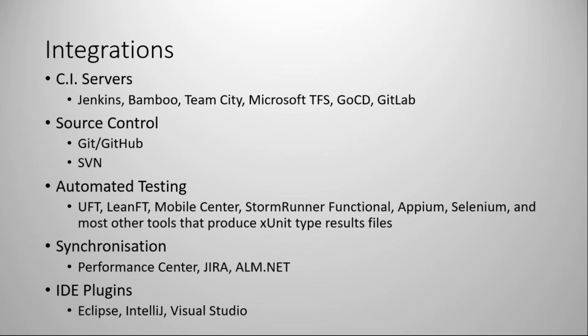Most other automated tools that produce an XUnit-type results file, so JUnit, NUnit, TestNG files, those results can then get populated back to Octane. With the CI, there is a direct plugin. So if you're using things like StormRunner Functional or UFT, there is a plugin for Jenkins and for the other CI servers that allow you to execute those automated tests directly from your CI server. Because remember, it's your CI server that's actually doing the test execution and then just passing the results back to Octane.